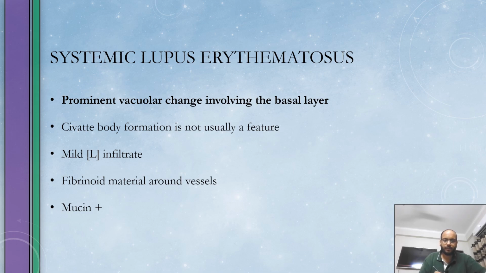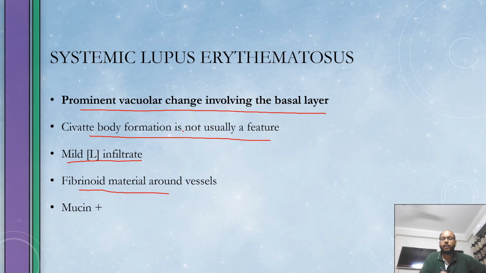In systemic lupus erythematosus, that means in skin biopsies in SLE, you see prominent vacuolar change involving the basal layer. Civatte body formation is not usually a feature. That doesn't mean you cannot see it. You will see it, but it is less as compared to previous slides. There is milder lymphocytic infiltrate. There is fibrinoid material around vessels. That means there is more predominant vessel destruction. Mucin is present.